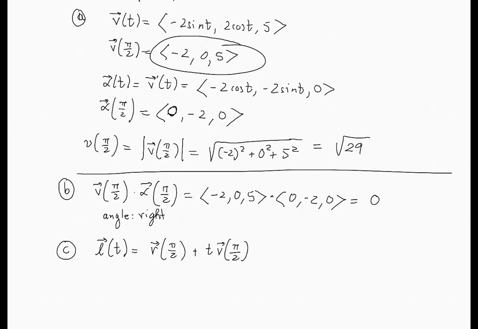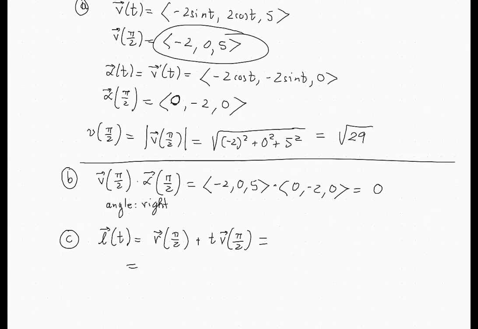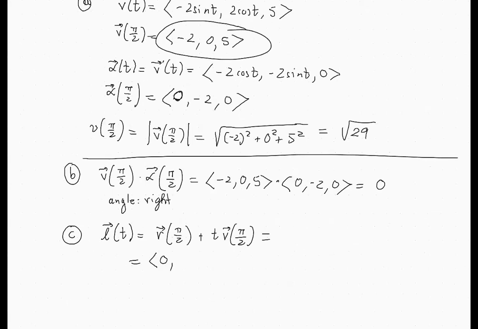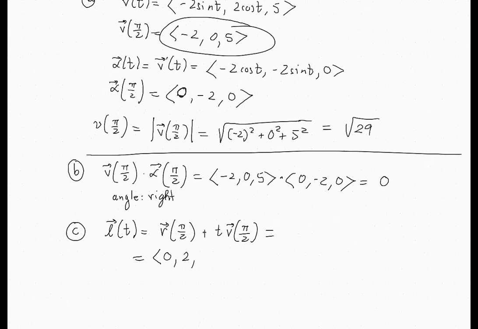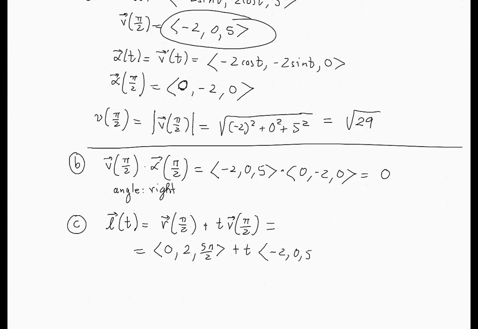And r of pi over 2, just plug in pi over 2 into r, and you will find 2 cosine of pi over 2, so that's 0. 2 sine of pi over 2, that's 2. And 5 times pi over 2, plus t times the velocity vector that we found in part A, which is negative 2, 0, 5. You can leave it like this, or you can write it as negative 2t, 2, and 5 pi over 2 plus 5t.